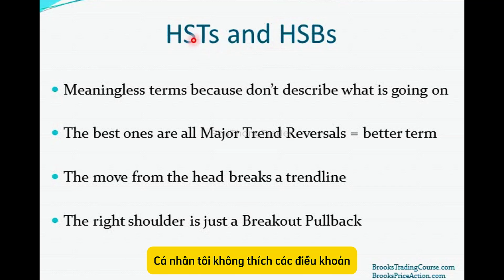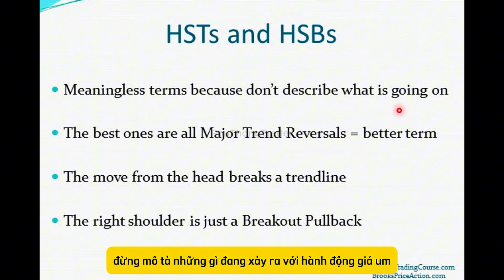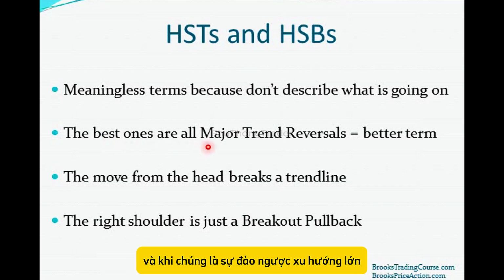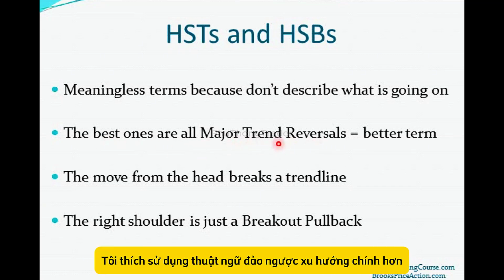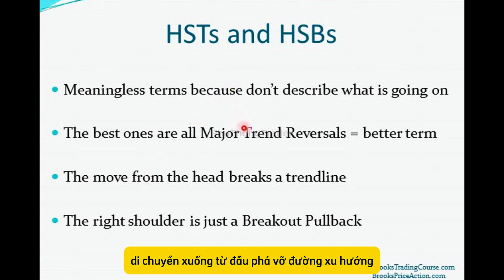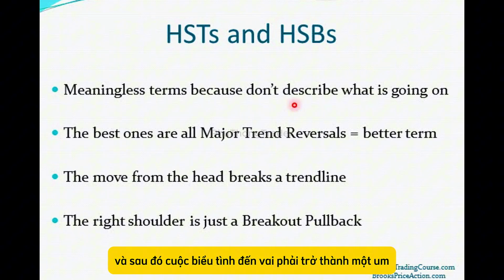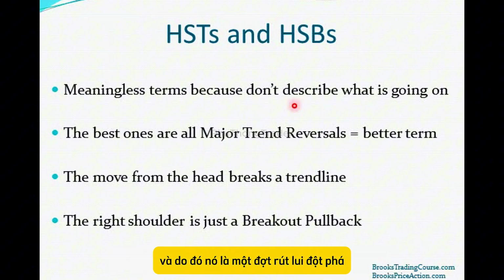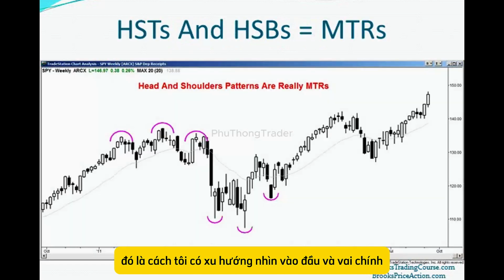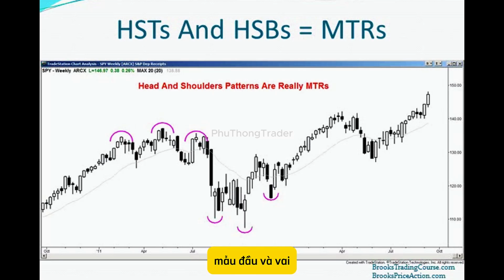I personally don't like the terms head and shoulders tops and head and shoulders bottom. I think they're meaningless because they don't describe what's going on with the price action. The best ones are all major trend reversals, and when they are major trend reversals, I prefer to use the term major trend reversal. If you have a head and shoulders top, for example, the move down from the head breaks the trend line, and then the rally to the right shoulder becomes a pullback from that breakout, and therefore it's a breakout pullback short, and it's a lower high major trend reversal. That's how I tend to look at major head and shoulders patterns.